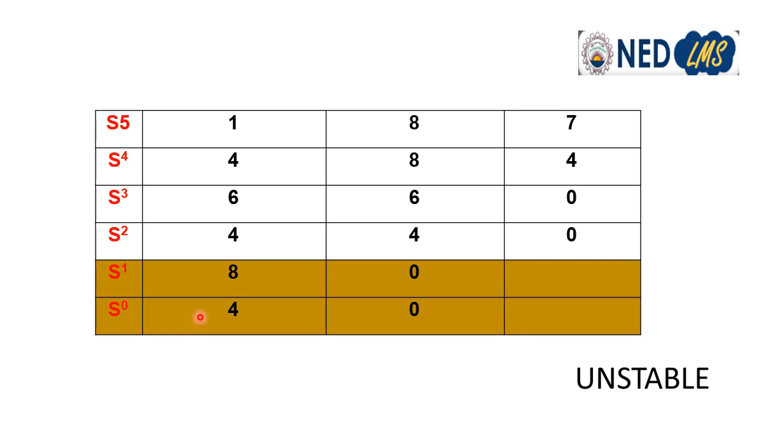And we complete the Routh table in the usual manner, that is 8 multiplied by 4 minus 0 upon 8, which equals 4. So now it is very clear from here that there is no sign change in the first column, which means that the system is stable. So we conclude here that the system is stable.